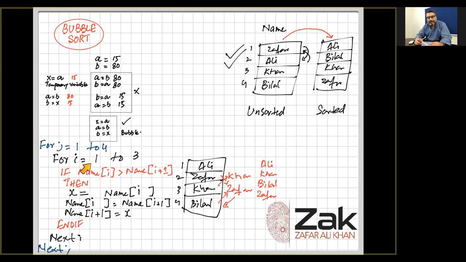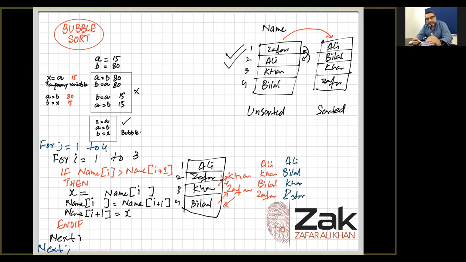For the second iteration of j the whole loop of I will be executed. For I is equal to 1 to 3, if Ali is greater than Khan, no, so I becomes 2. If Khan is greater than Bilal, yes, in this case Bilal will come up and Khan will go down. Now this is the third iteration. If name 3 is greater than name 4, if Khan is greater than Zafar, no, it is not. So only one exchange has happened. This inside loop is now finished. The current condition is Ali, Bilal, Khan and Zafar.